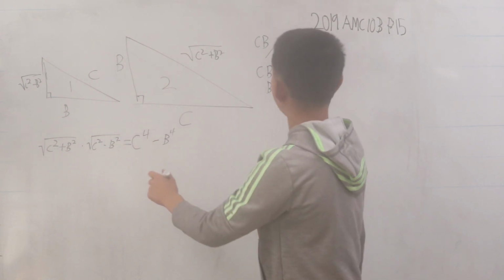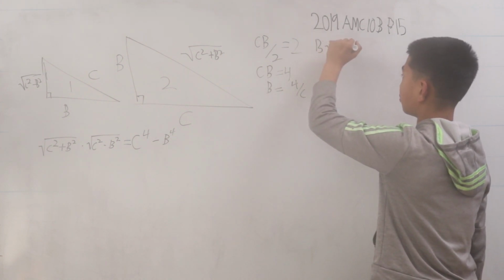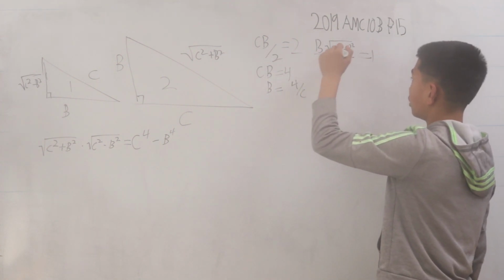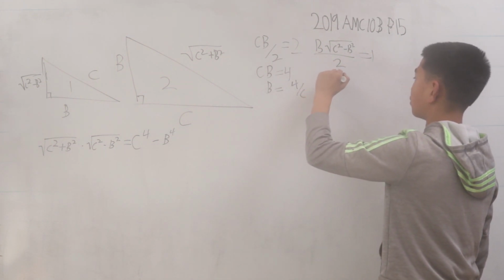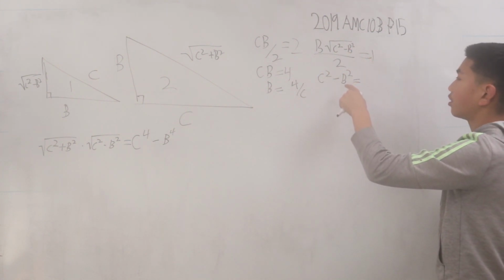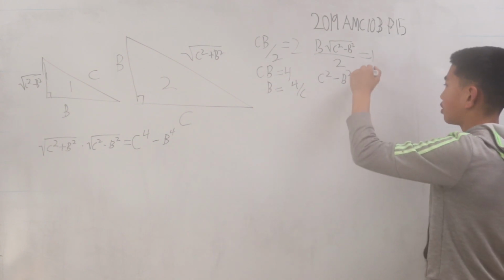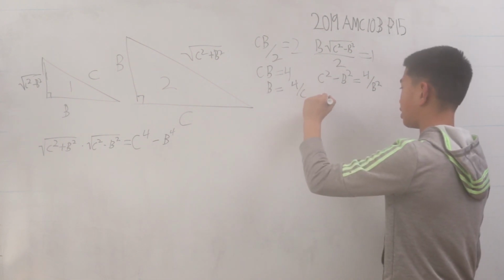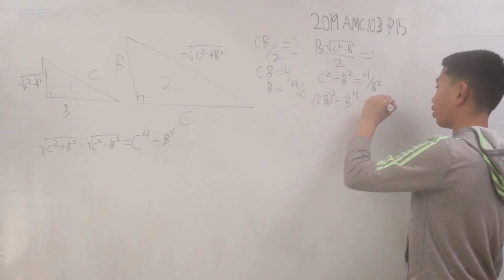Now, same thing over here. We get that B times the square root of C squared minus B squared over 2 is equal to 1. We get that C squared minus B squared is equal to, because you multiply by 2 on both sides, then you divide by B, and then you square it to get rid of the square root, 4 over B squared. Multiply the B squared over to the other side. This is CB squared minus B to the power of 4 is 4.